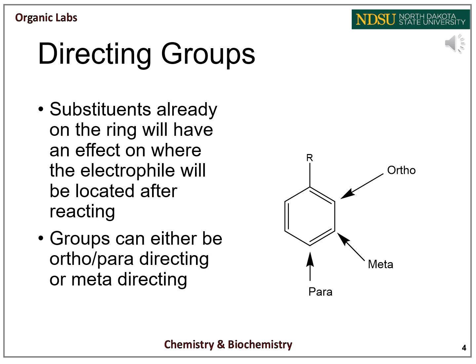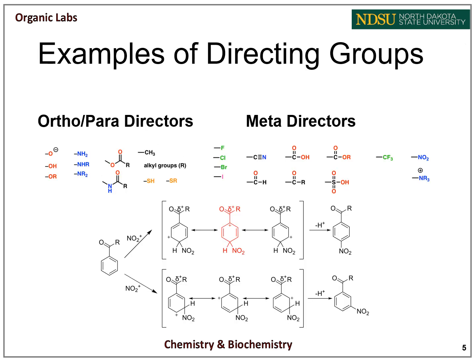Groups on the ring can either be ortho-para-directing or meta-directing. The image on the right shows the positioning of ortho, meta, para relative to the R group located on the ring. On this slide, we have examples of both ortho-para directors and meta directors. Now, how these directing groups work has to do with resonance. Ortho-para groups are electron donating groups, which donate electrons into the pi system of the aromatic ring, and meta directors are electron withdrawing groups that remove electrons from the pi system of the aromatic ring.